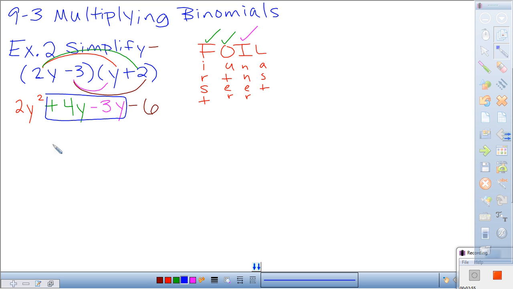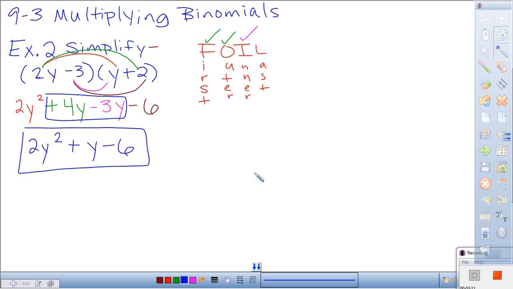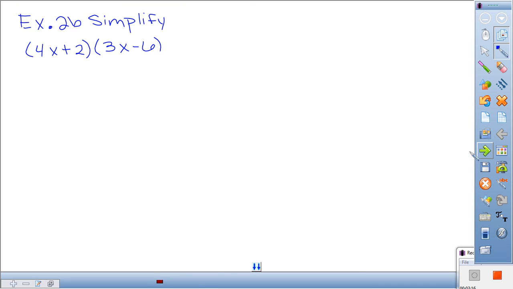4y minus 3y gives me y, so I have 2y squared plus 4y minus 3y. Again, that's plus y minus 6. Now I can't do anything else. There are no more like terms to combine, so I am finished. I have simplified. I know that probably seems a little confusing, so let's do another example together.